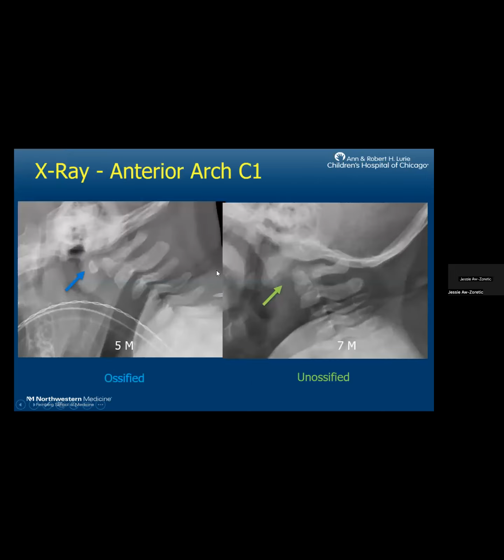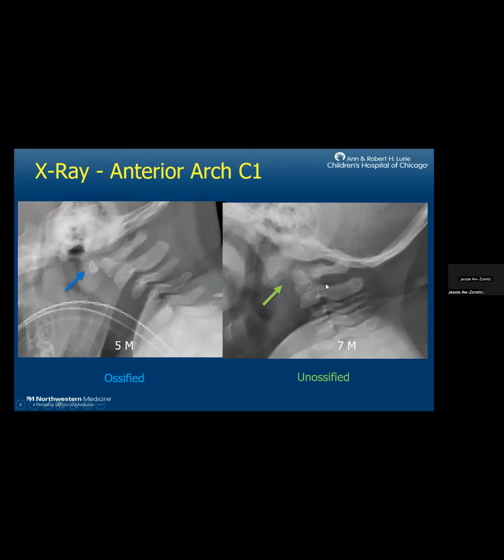Here's just to illustrate the point about the anterior arch of C1, especially on plain films. We have a 5-month-old here, and it's clearly ossified. Here's the anterior arch, and that way you can nicely get the AI, the atlanto-axial interval measurement.